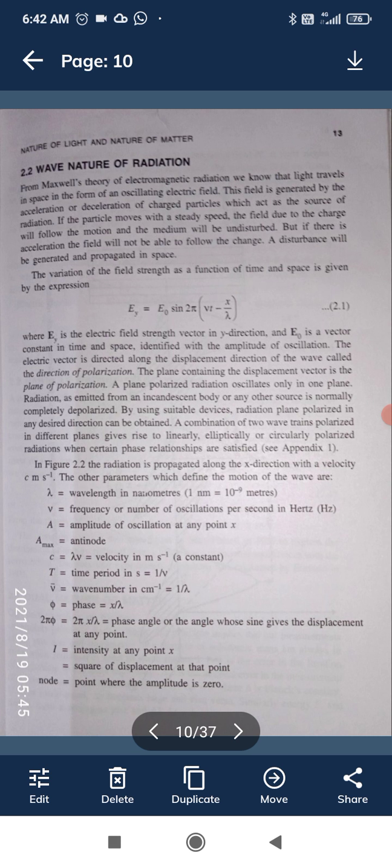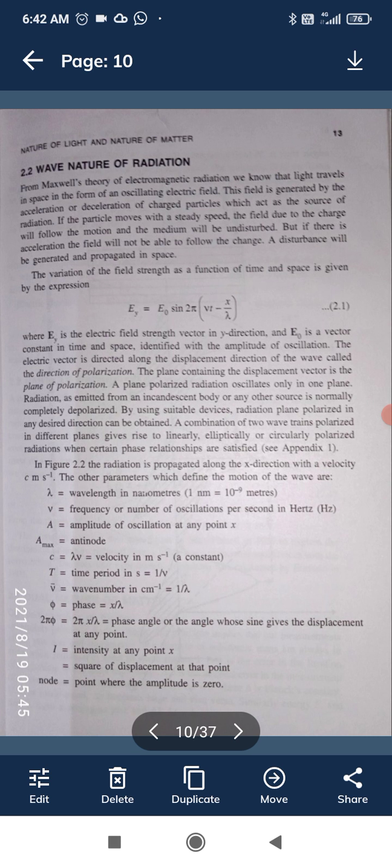This variation of field strength as a function of time and space is given by the expression Ey equals E naught sine 2 pi (vt minus x by lambda), where Ey is the electric field strength vector in the y direction, and E naught is a vector constant in time and space. Here lambda is the wavelength in nanometers, nu is the frequency, and A is the amplitude of oscillation at any point.